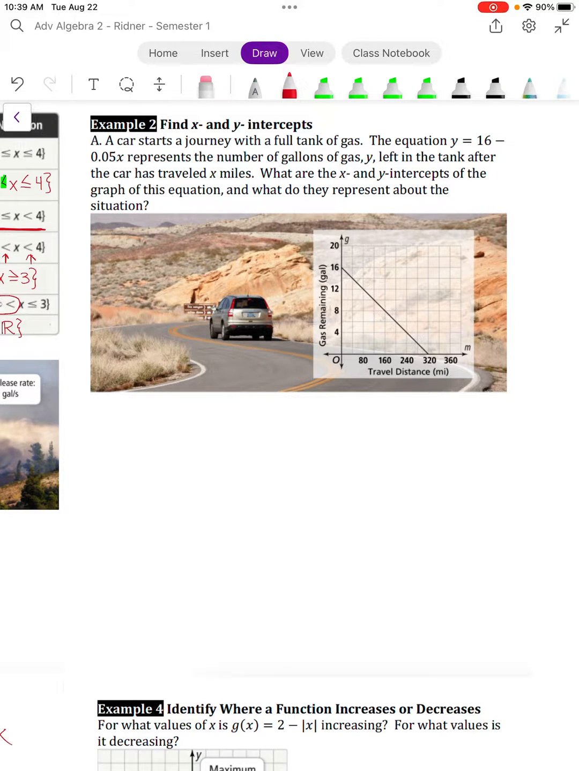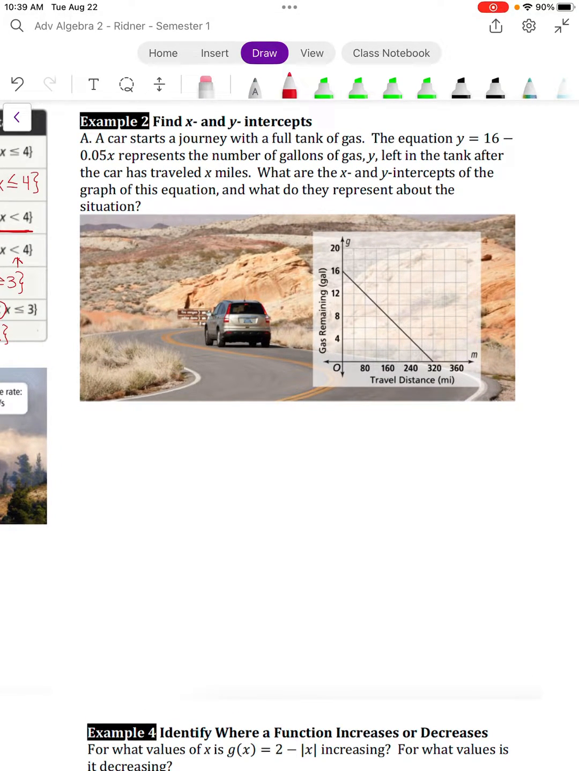All right, in our next example, we're talking about x and y intercepts, so hopefully this will be super quick. If we look at this example, we have the equation y equals 16 minus 0.05x, and that represents the number of gallons of gas, y, left in the tank after the car has traveled x miles. So in this picture, what are the x and y intercepts of the graph, and what do they represent about the picture?